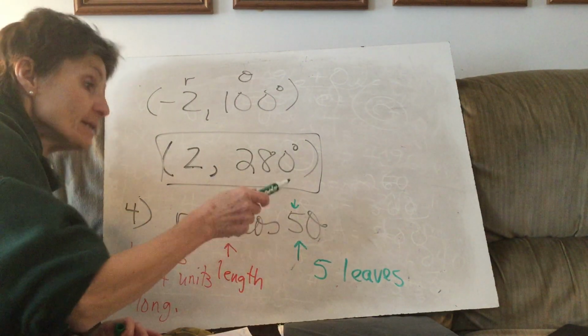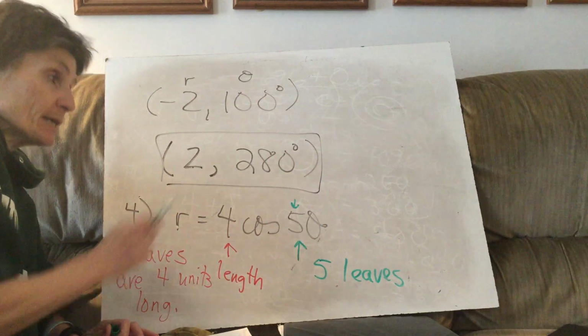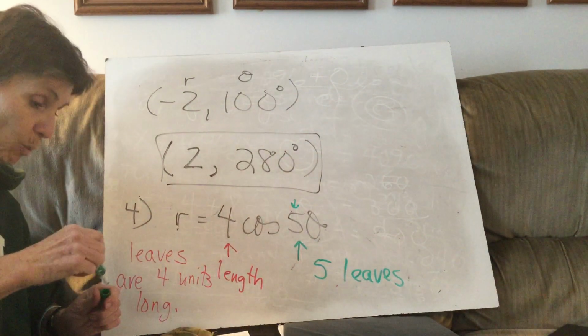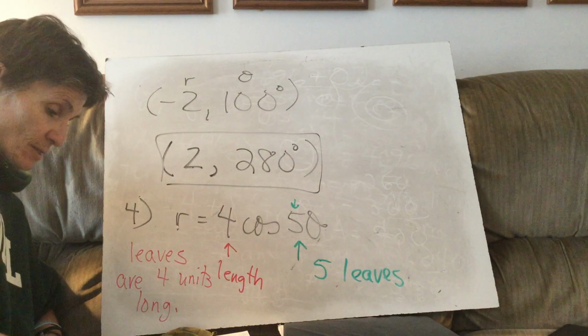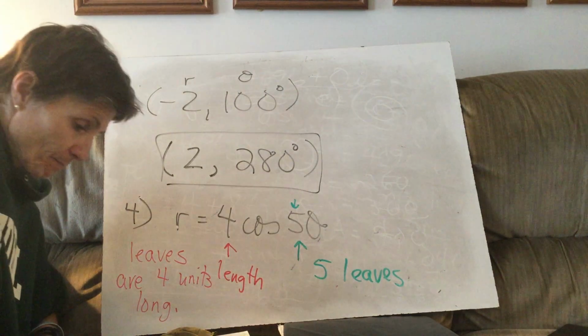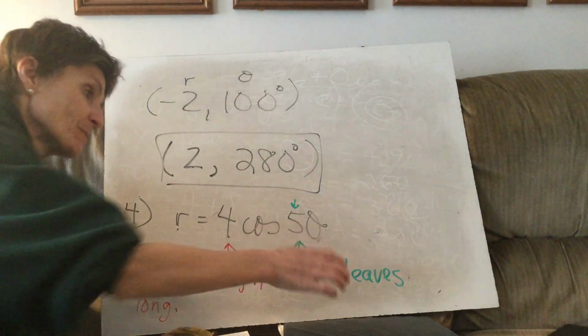If it's odd, it is that number. If it's even, it's twice that number. So the answer to number 4, how many leaves does it have? It has 5.